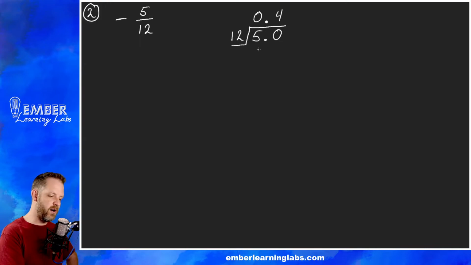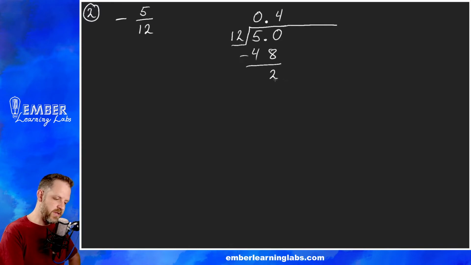4 times 12 is 48. We're going to subtract. We get a 2. I'm going to keep on. I don't know why I made that so short. We got to keep on going this way, right? 12 goes into 2 none times, right? So we got to add another 0.